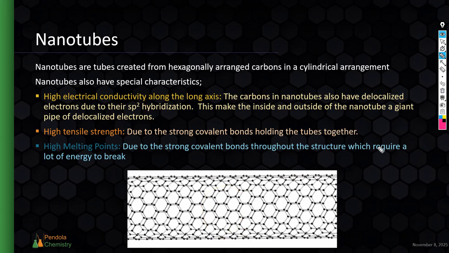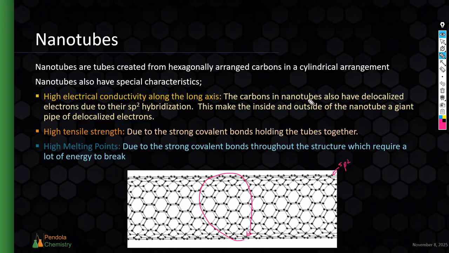I gotta do a better job of that. Into this tube shape. So these sp2 hybridized carbons that are organized, covalently bonded in these hexagonal shapes, are wrapped around into a tube or a cylinder. Now they have very special characteristics, a lot of them very similar to those of graphite. Now they have high electrical conductivity, but only along one axis.